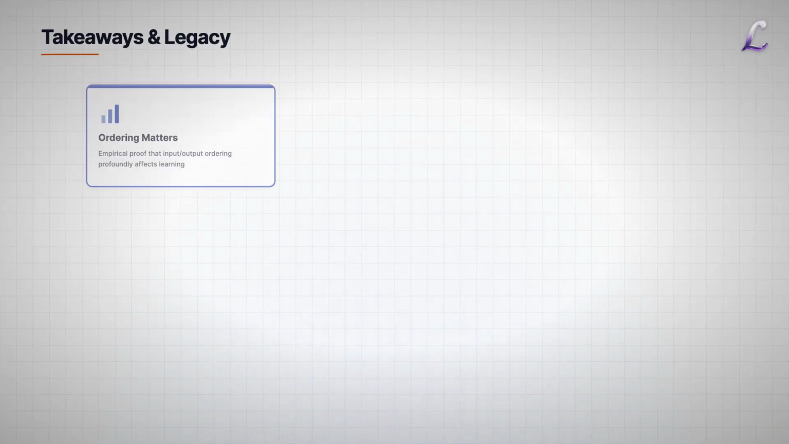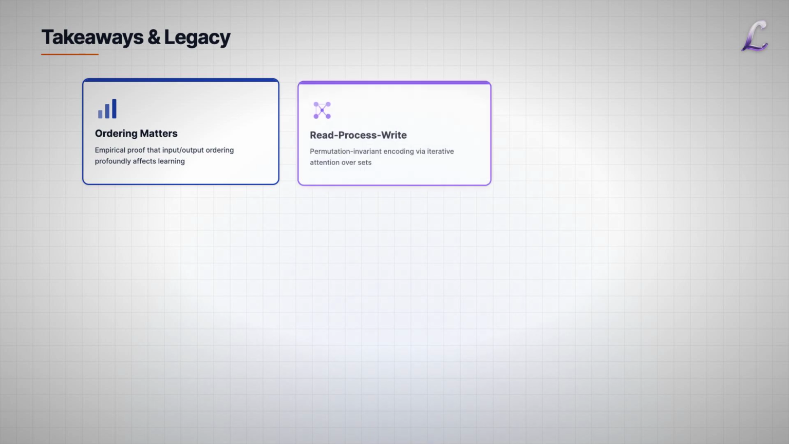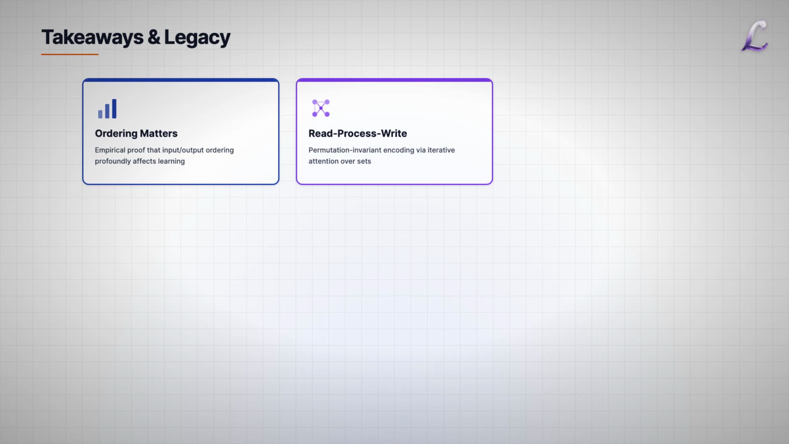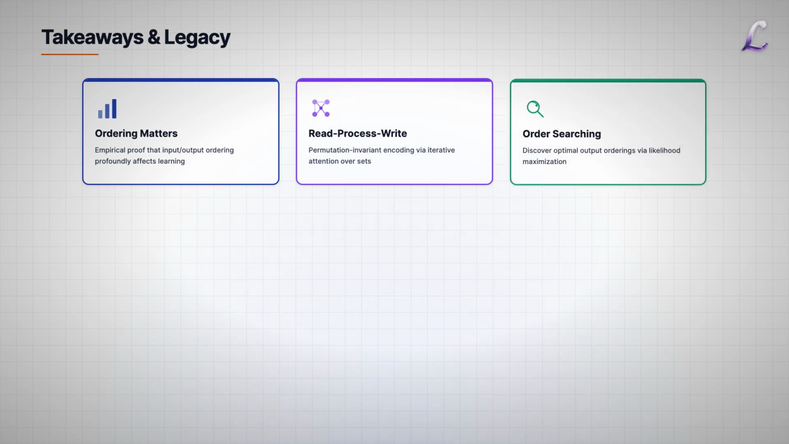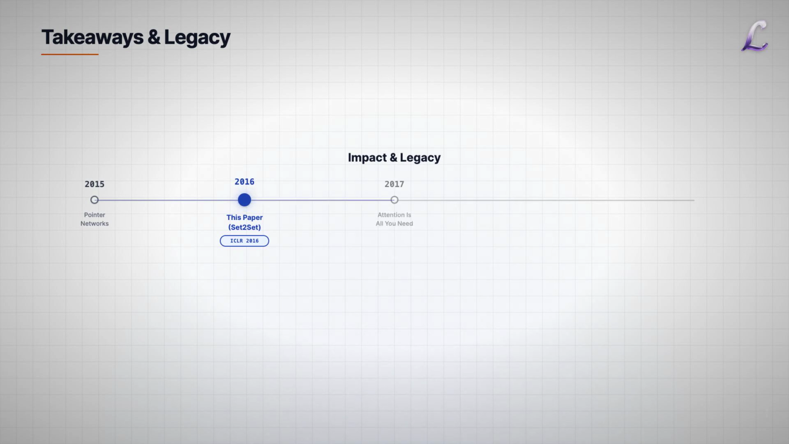Let's step back and see the full picture. This paper makes 3 clean contributions. First, compelling empirical evidence that ordering profoundly affects seq-to-seq performance, both on the input side and the output side. Second, the read-process-write architecture for encoding input sets using iterative attention, permutation invariant by construction. Third, a practical algorithm for searching over output orderings during training, avoiding the need to commit to an arbitrary serialization.